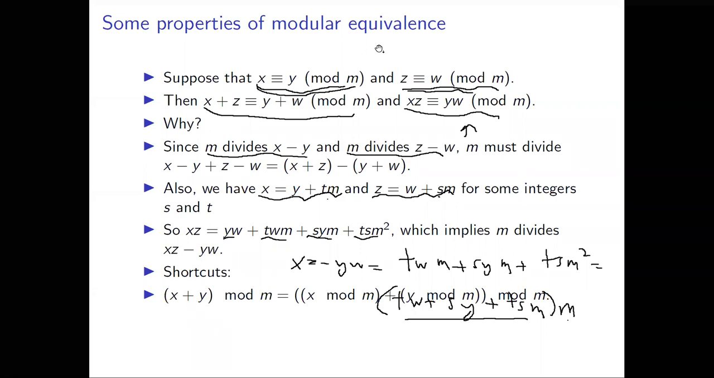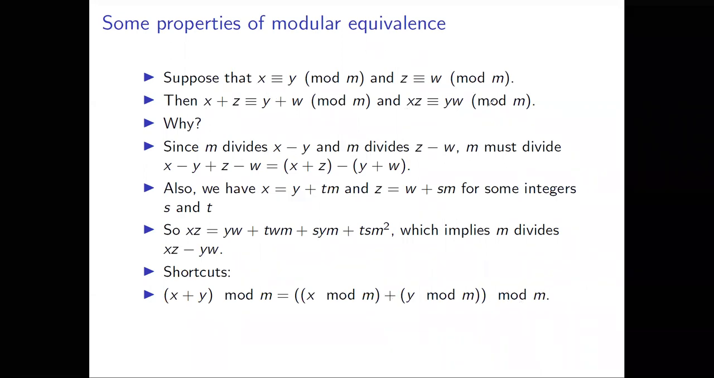And I'm going to mention a couple other properties. These are ways that you can calculate a modular arithmetic problem much more simply than using the definitions. So the first shortcut, if you want to calculate X plus Y mod M, then you should calculate X mod M plus Y mod M, and then do that mod M. Another analogous shortcut for multiplication right here, X times Y mod M. In order to calculate that one, do X mod M and then do Y mod M, multiply them together, and then take that mod M.